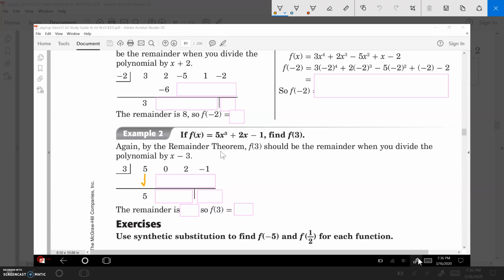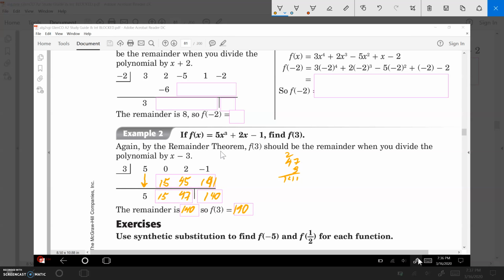So let's synthetically substitute here. Drop the 5, 3 times 5 is 15, 0 plus 15 is 15, 3 times 15 is 45, 2 plus 45 is 47. Oh boy, 47 times 3 is 141, and negative 1 plus 141 is 140. So the remainder is 140. That means f of 3 is 140.